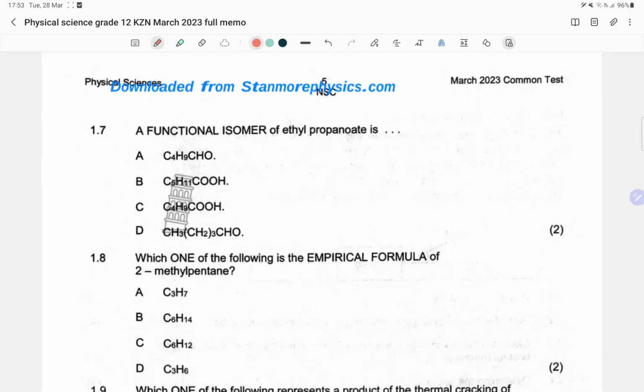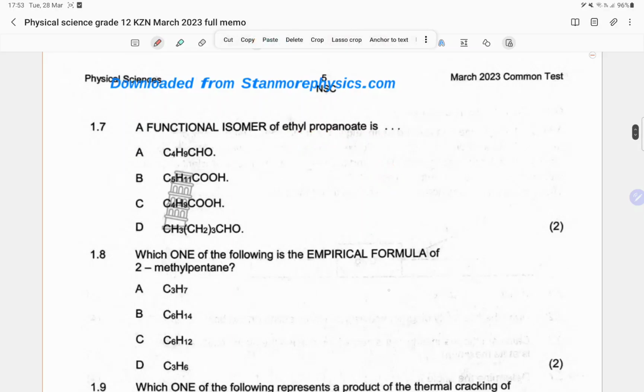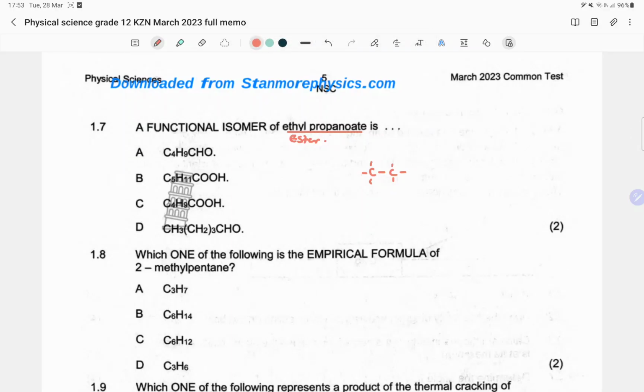Now a functional isomer of ethyl propanoate. So now ethyl propanoate is what? It is an ester. Okay, now let's look at this. So what is ethyl propanoate? It helps sometimes to just draw the structure. Ethyl means there are 2 carbons. And then of course, if this is an ester, it's going to link with an oxygen to the carbon that bears that double bond oxygen on the other side.